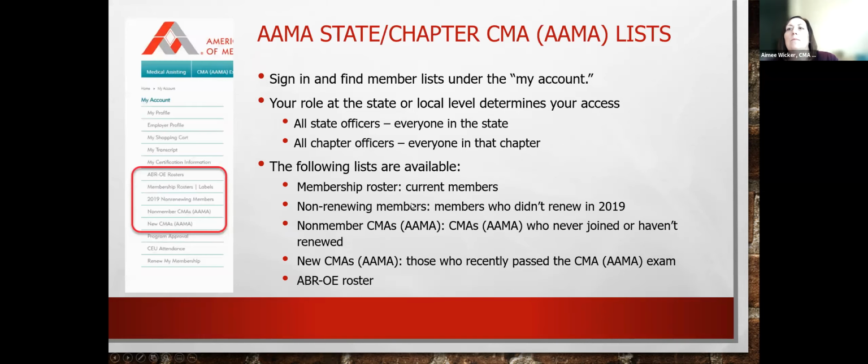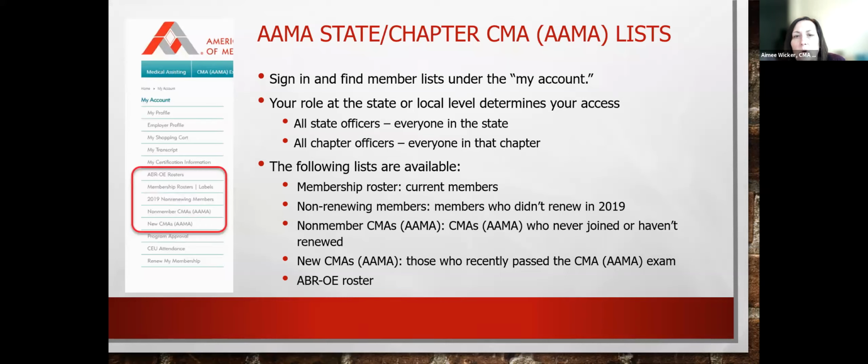So talking about the state and chapter lists that are available. Depending on your role, you'll have access to the membership rosters. You will find this once you log in to the AAMA website under My Account. It will be along the left side as it's shown here on the screen, and you'll have the different lists available for you. If you're a state officer, you will have access to your whole state's roster. If your state has chapters and you are a chapter officer, then you would have access to just your chapter information.